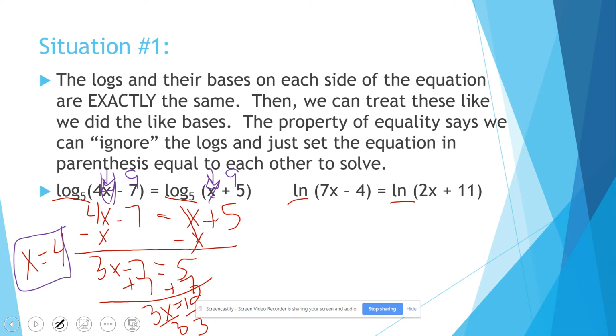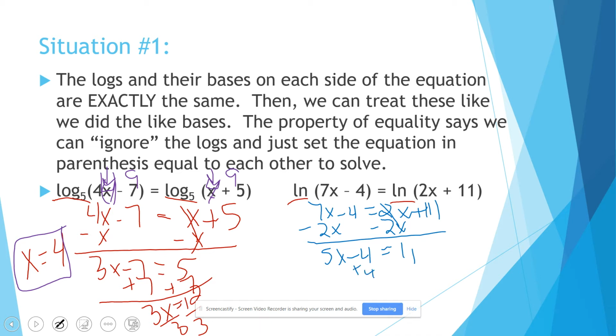Over here on our next example, again, they're both natural log, which are both base e. So we have 7x minus 4 is equal to 2x plus 11. Subtract the 2x. Add the 4. We have 5x is equal to 15. Divide both sides by 5, and we have x is equal to 3.